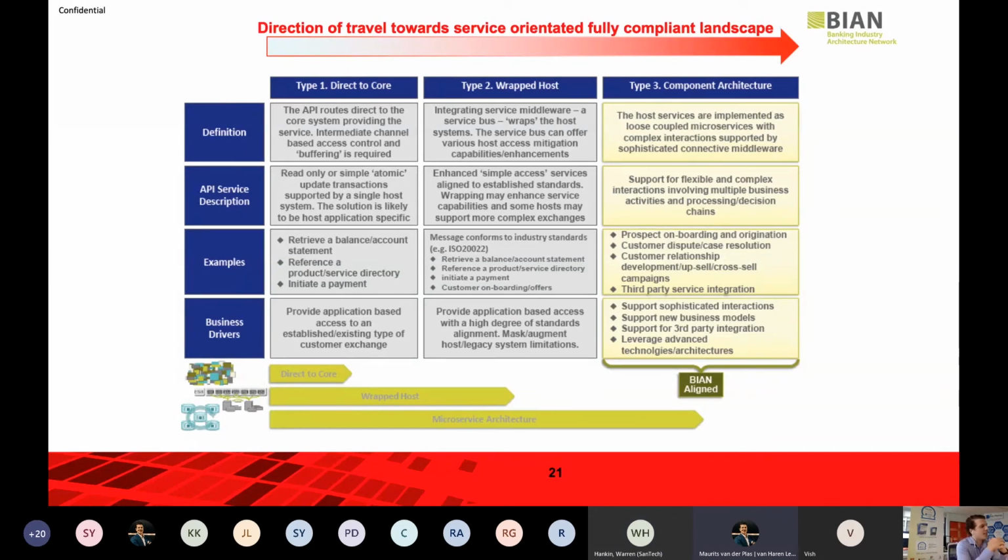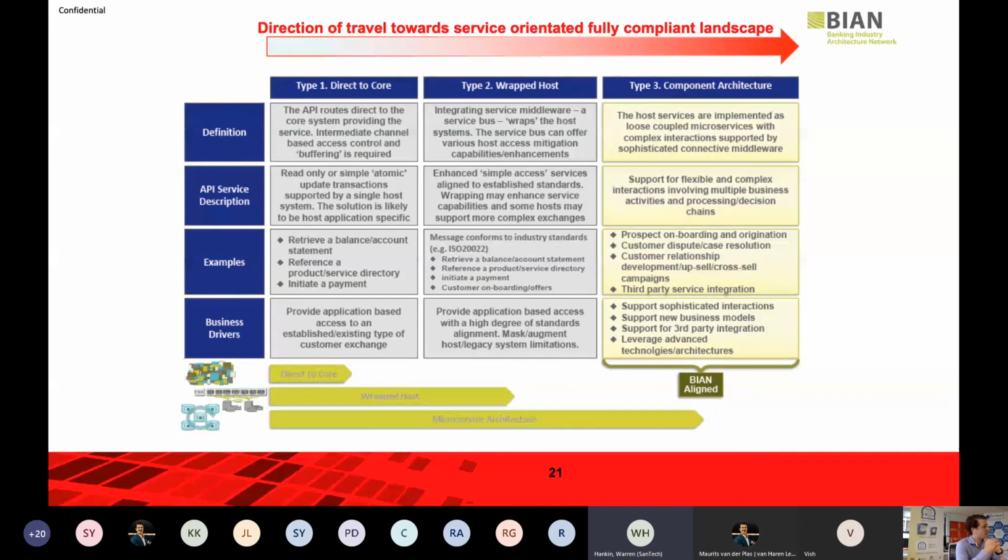Thank you. Then also, Warren, besides doing BIAN within Santander, you're also a very active member of the BIAN Adoption Working Group. Can you elaborate why and what is the added value? And could you give an example of that? Yeah, of course. I'm a member of the Adoption Working Group. My entry into that was quite interesting.